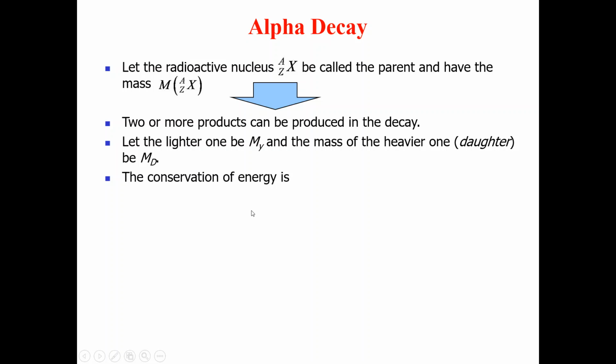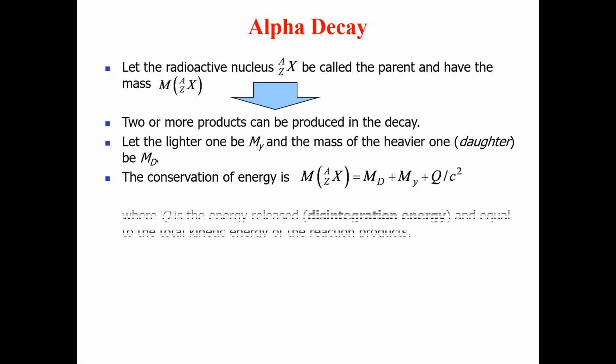So for the conservation of energy, we can write for such a process that the mass of the parent nucleus is equal to the mass of the daughter nucleus plus the mass of the lighter nucleus plus the energy released during the decay process, or we can say that the difference in mass is released as energy during the decay process. So this is a simple relation for the conservation of energy during the decay process.